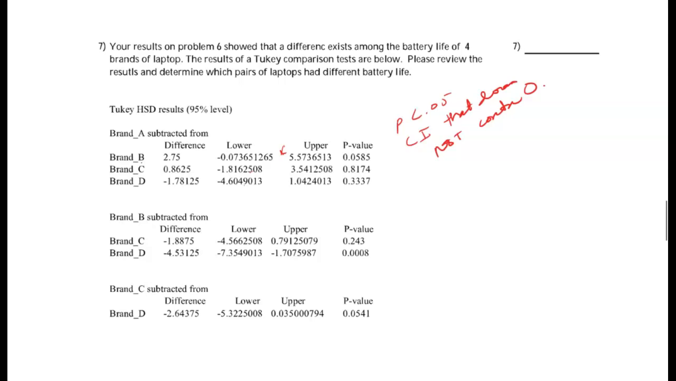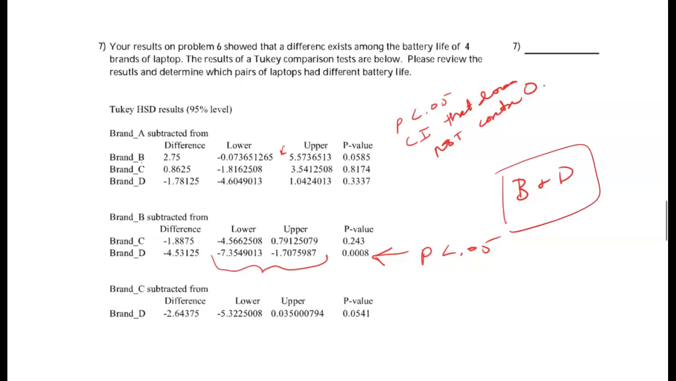So let's get rid of A and compare B to C and D. No difference between B and C. You see that? But look at this one right here. We compare B to D. Yes, p is definitely smaller than 0.05. Also, look at our lower and upper limit. There is no 0. They're both negative. So B and D have a clear difference. And then finally, how about C compared to D? No, we're good there. So the only difference is between B and D for that particular problem.